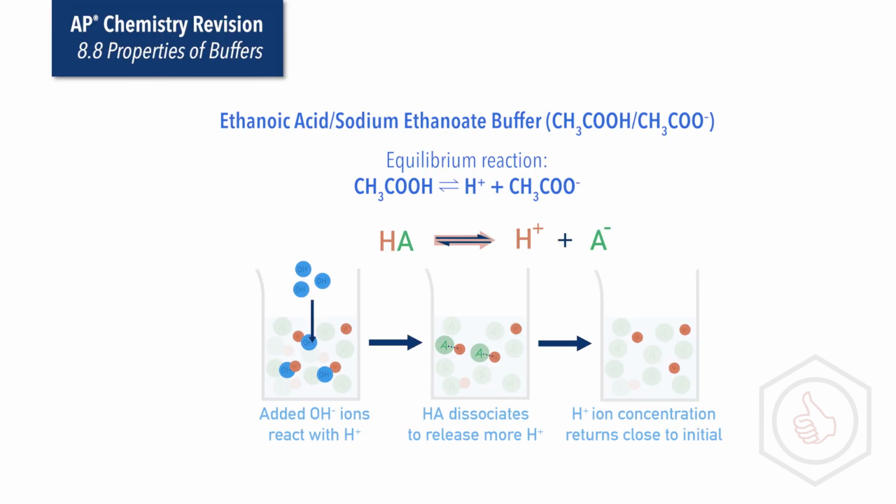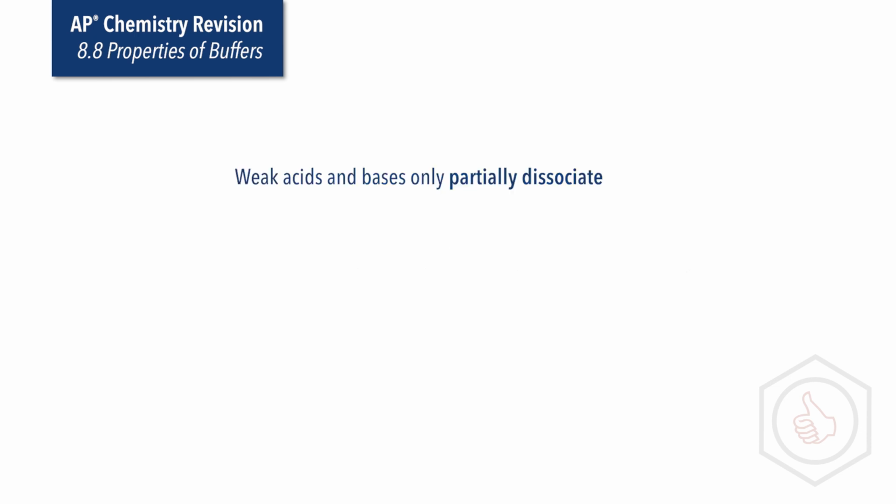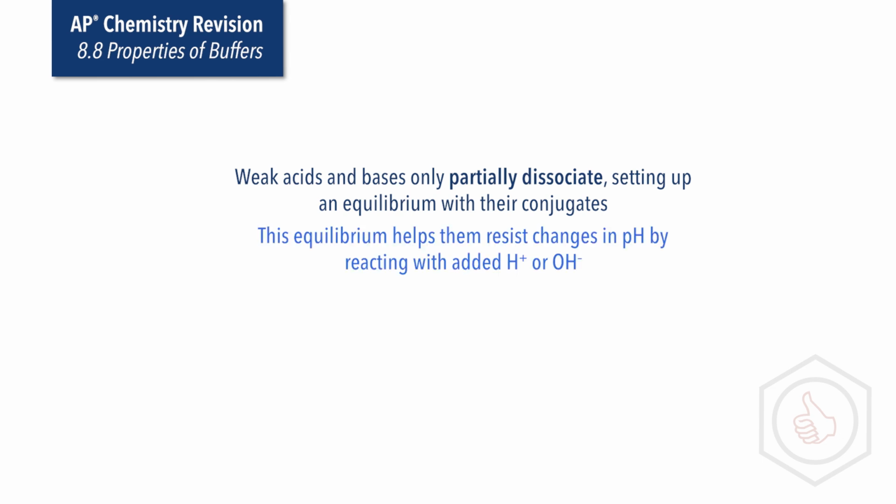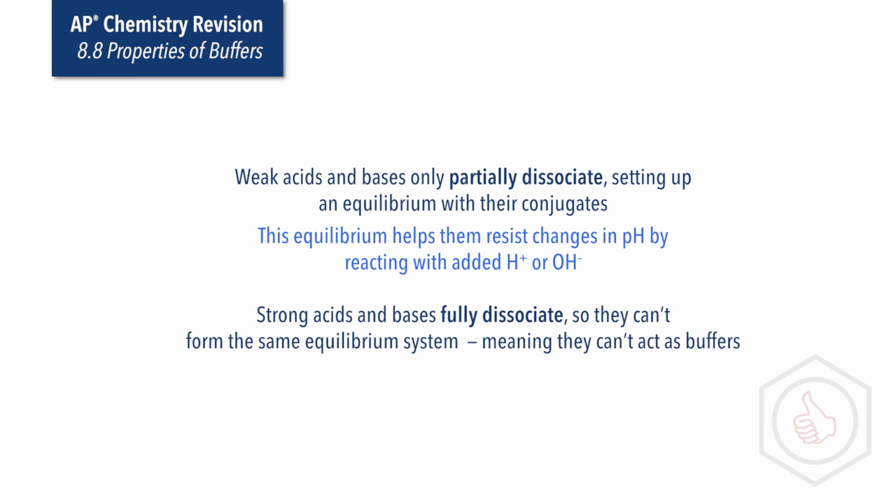Weak acids and weak bases are needed to make buffer systems because they only partially dissociate, setting up an equilibrium with their conjugates. This equilibrium helps them resist change in pH by the equilibrium shifting, reacting with added H+ or OH- ions. Strong acids and bases fully dissociate, so they don't form equilibrium systems, meaning they can't act as buffers.